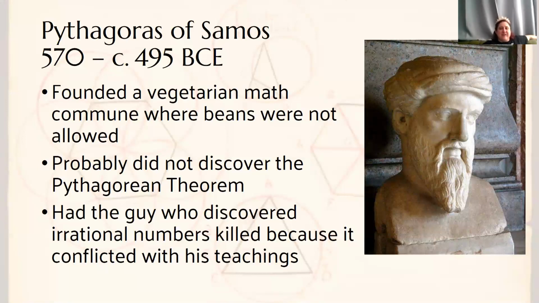He was not above killing people himself. There's a rumor that he had the guy who discovered irrational numbers killed because it conflicted with his teachings. His motto was "all is number," which is great, but yeah, it's not all number, as some of you may have already discovered. So I put him in there just for thoroughness because everybody wants to know about him. He's a really weird guy. Interesting, but weird.